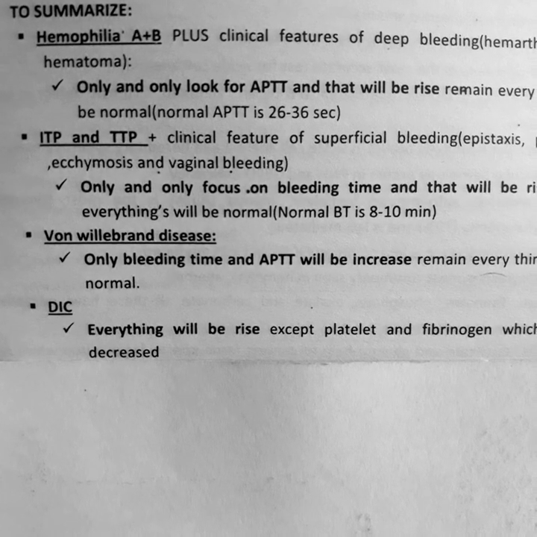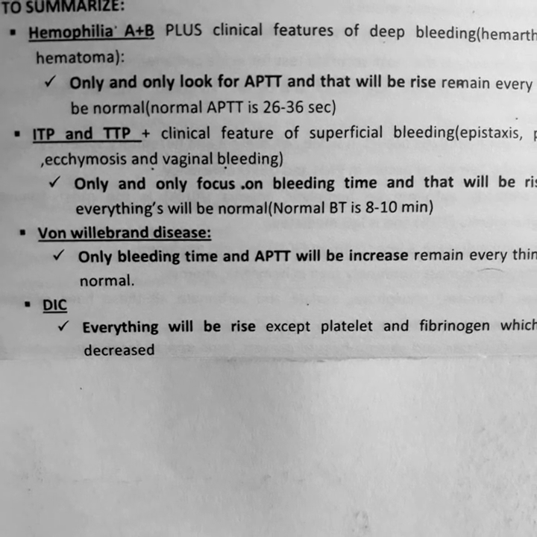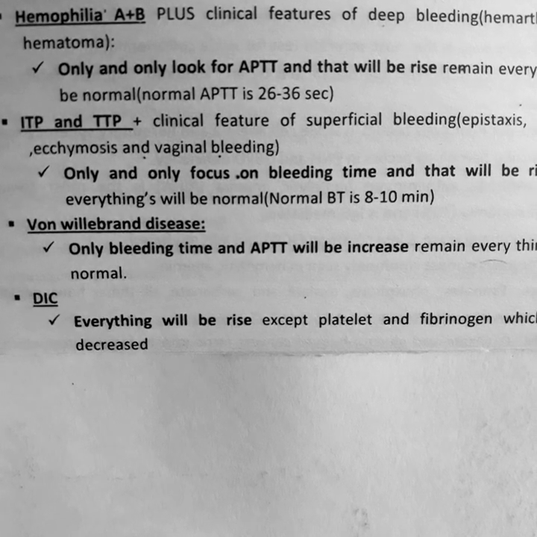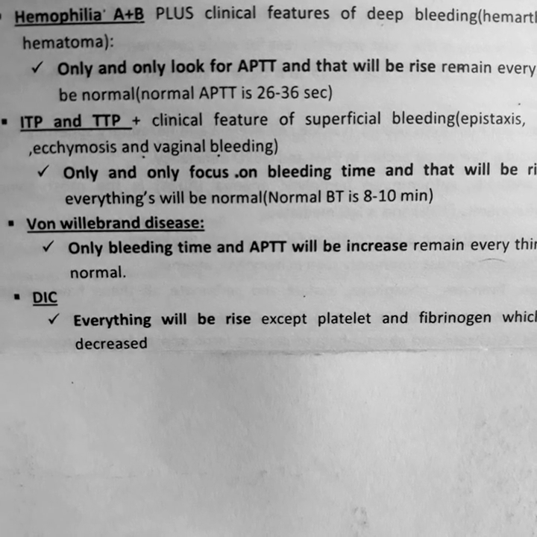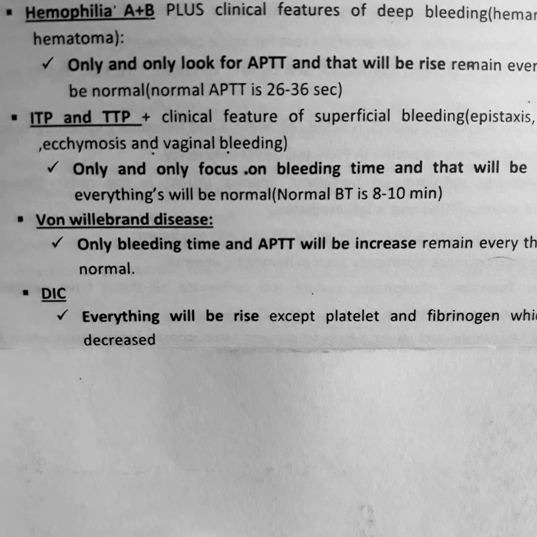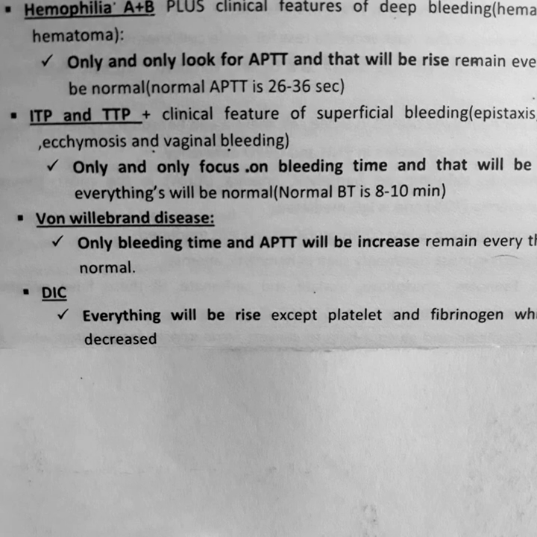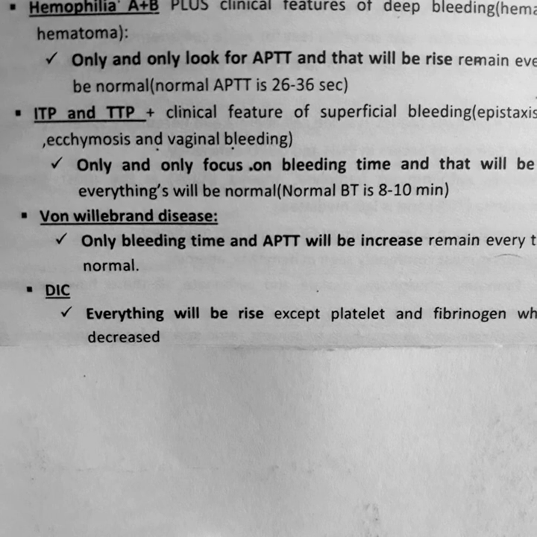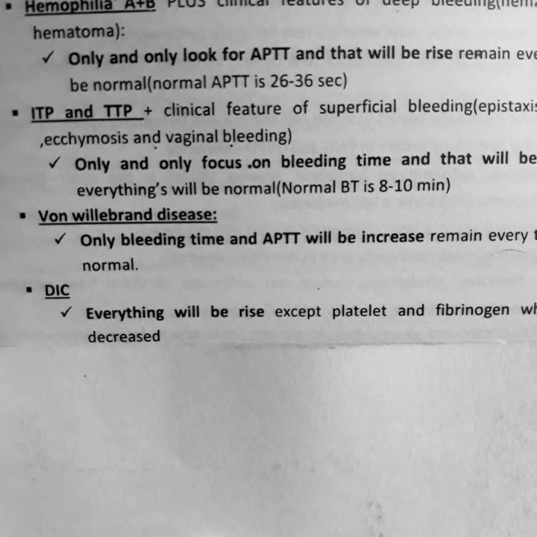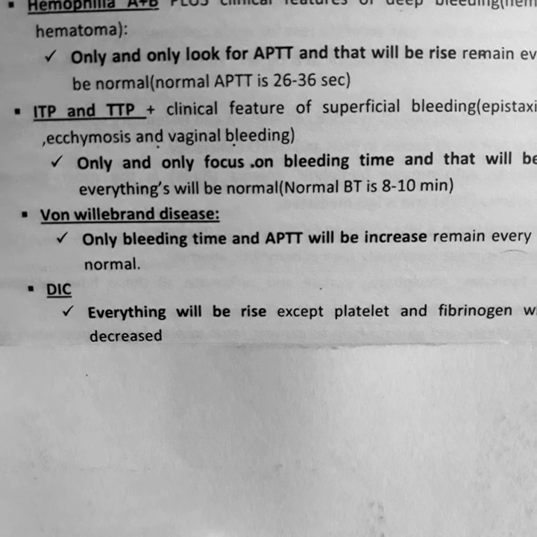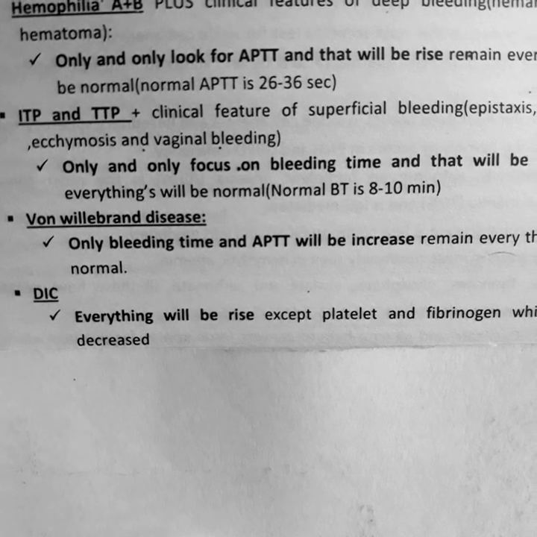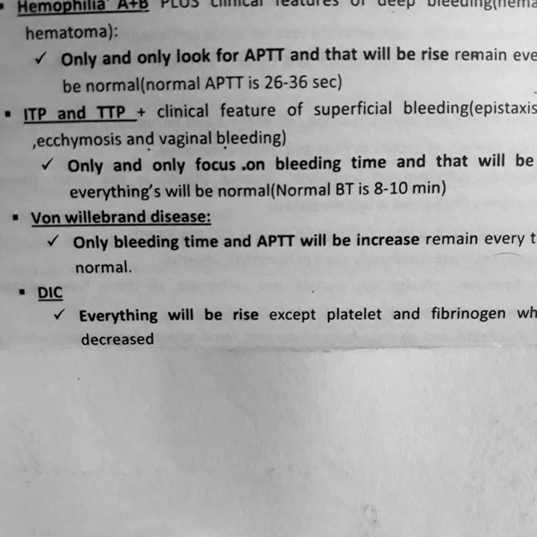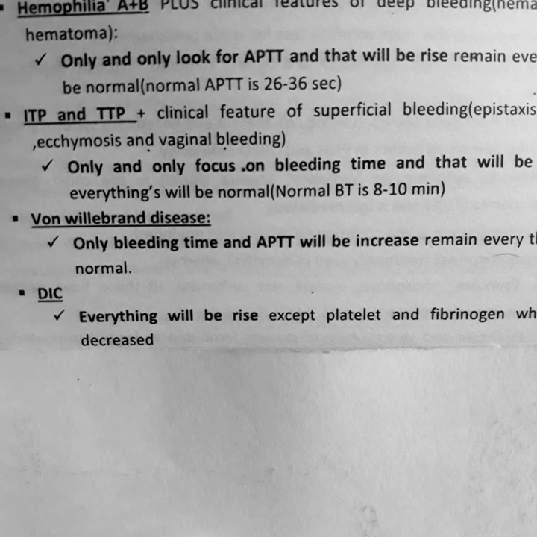To summarize: hemophilia A plus B, plus the clinical feature of deep bleeding, hemarthrosis and hematoma, only and only look for APTT, and that will rise. Everything else will be normal. Normal APTT is 26 to 36 seconds. ITP and TTP, plus the clinical feature of superficial bleeding, epistaxis, petechiae, ecchymosis and vaginal bleeding, only focus on bleeding time, and that will rise. Everything else will be normal. Normal BT is 8 to 10 minutes.